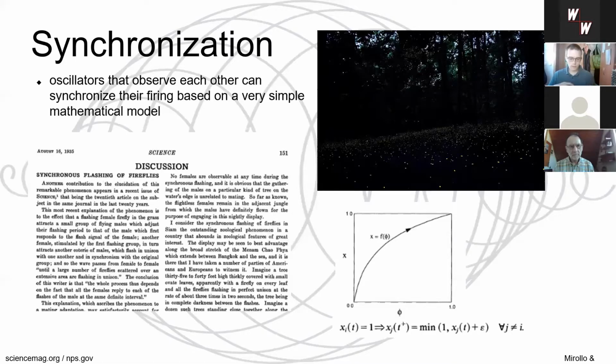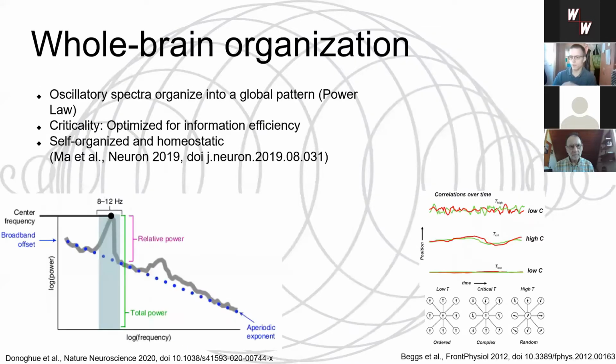So we have seen that neurons in principle can generate oscillatory firing on the cellular level autonomously, and several oscillators can generate a synchronized oscillation also autonomously, without an external drive. But we can still move up one level and look at, for example, the whole brain level or a whole area of the brain. And we still see a pattern: oscillatory spectra organized into a global pattern.